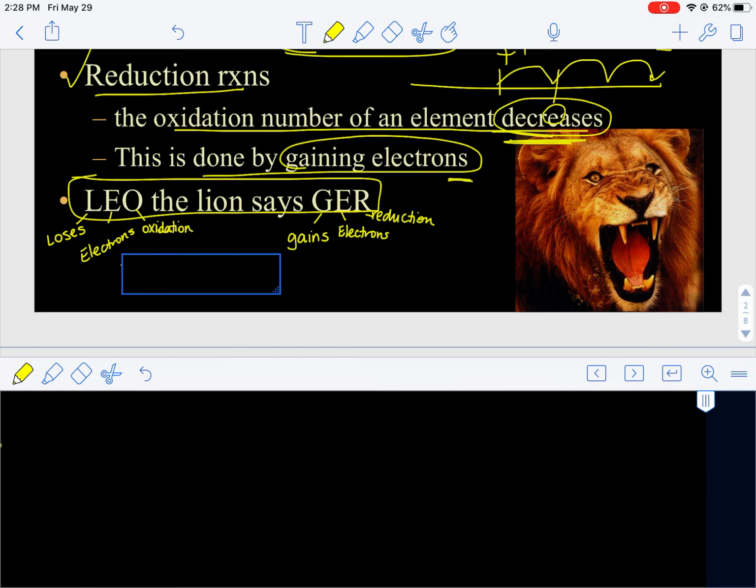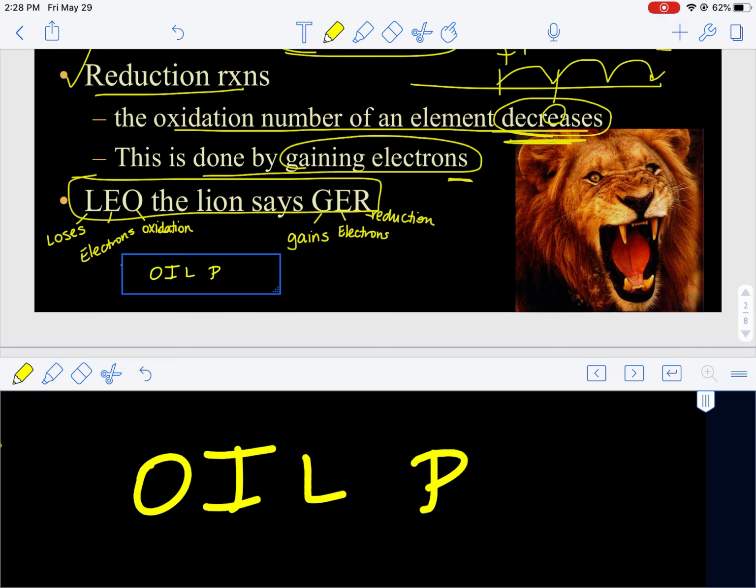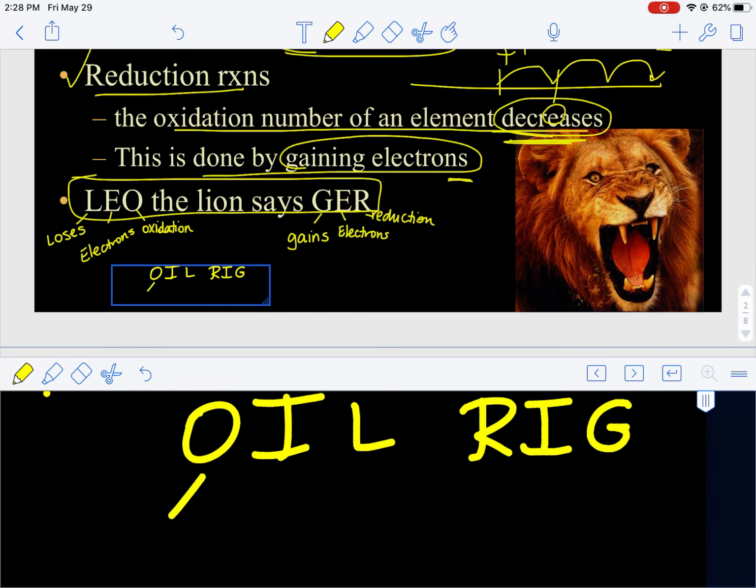There is another way to help you remember it, and that's OIL RIG. Some kids prefer OIL RIG over Leo the lion says grr, and that's fine. They mean the same things. Oxidation is losing. Reduction is gaining. So whichever you want to remember, either Leo the lion says grr or OIL RIG, that's totally fine. They are meant to help you remember what's going on in reduction-oxidation reactions.